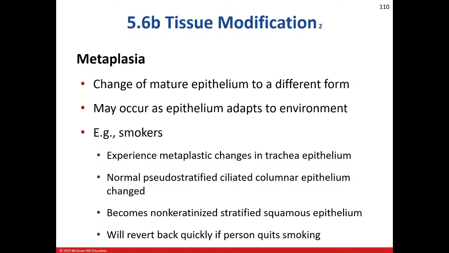All right, metaplasia. This one's interesting. Metaplasia is when one cell type becomes another, specifically in the epithelium. So you have cuboidal epithelia that may become squamous, or squamous epithelia that may become columnar, just as an example. So the epithelia are adapting to their environmental conditions. The example here is with smokers. They experience metaplastic change in the trachea epithelium. The normal pseudostratified ciliated columnar epithelium is changed, and it becomes non-keratinized stratified squamous epithelium.